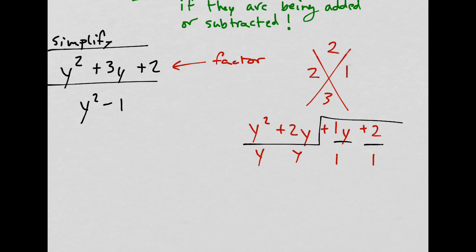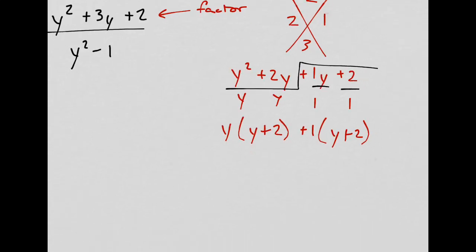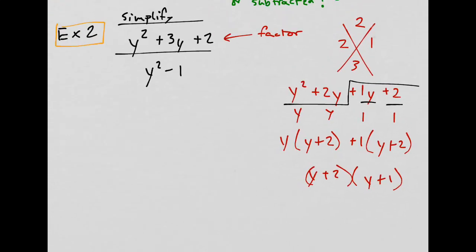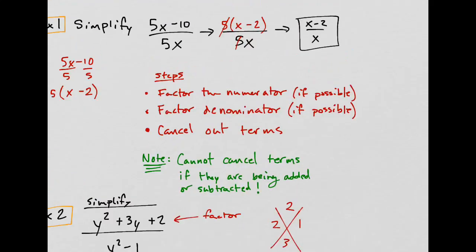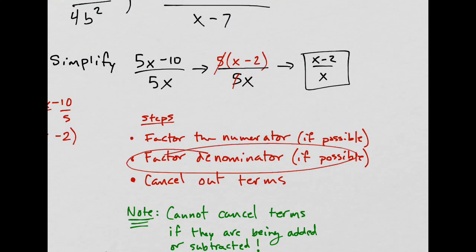So what do we get? We get y on the outside, and then y plus 2. And then we give a plus 1 on the outside, y plus 2. We get y plus 2 times y plus 1. So that's the top: we factor out the top, and we get y plus 2 and y plus 1. But we have to factor the denominator as well, the bottom number.